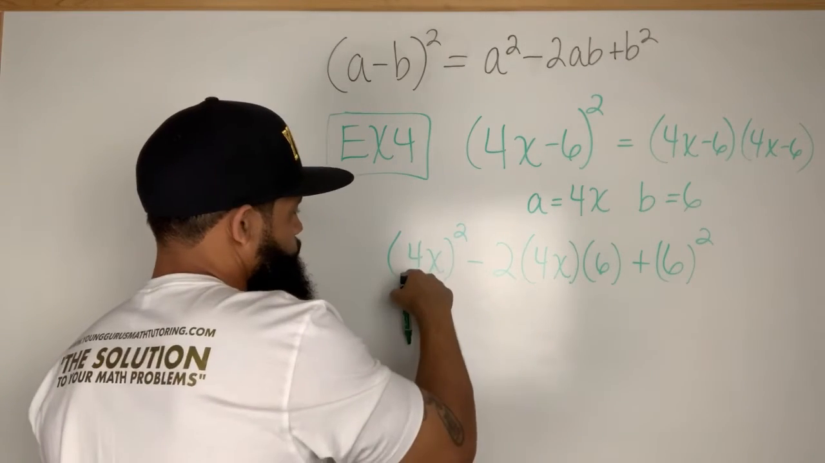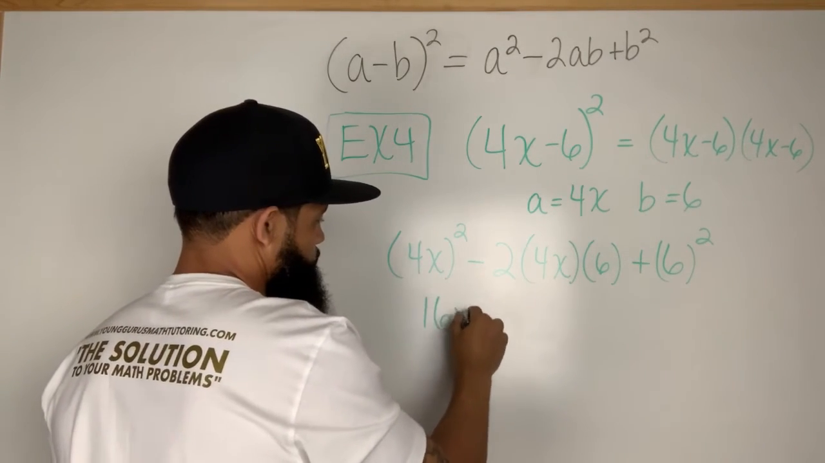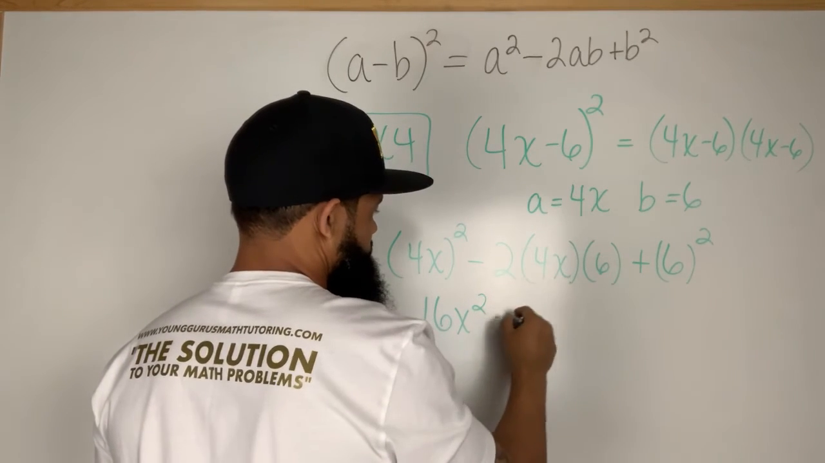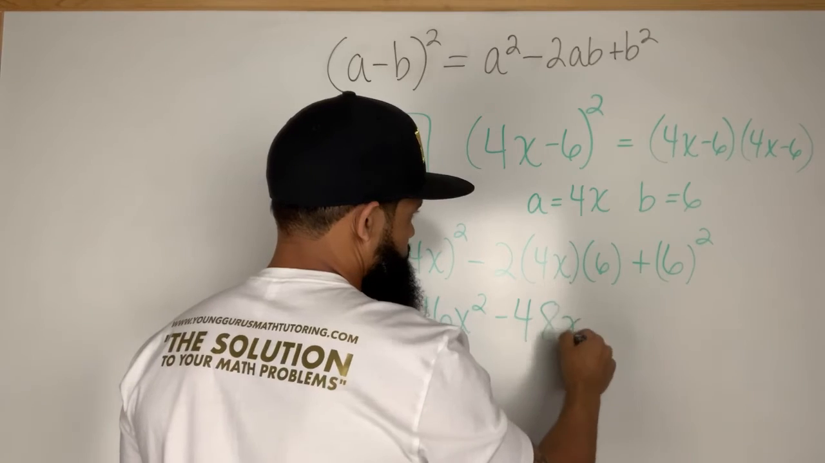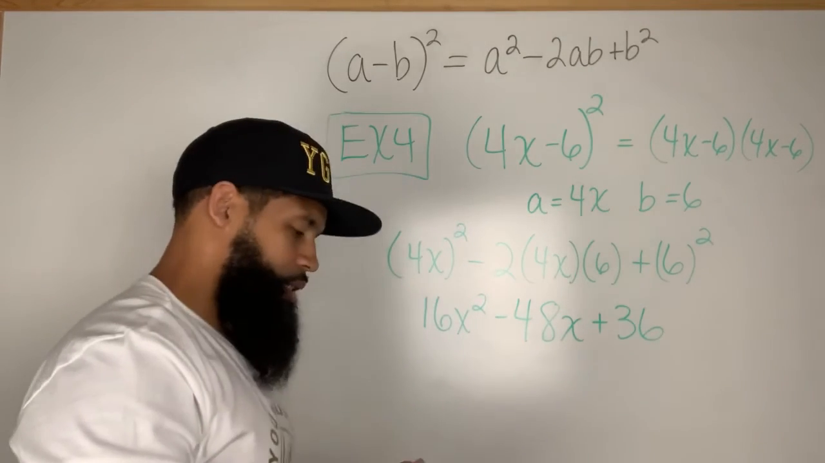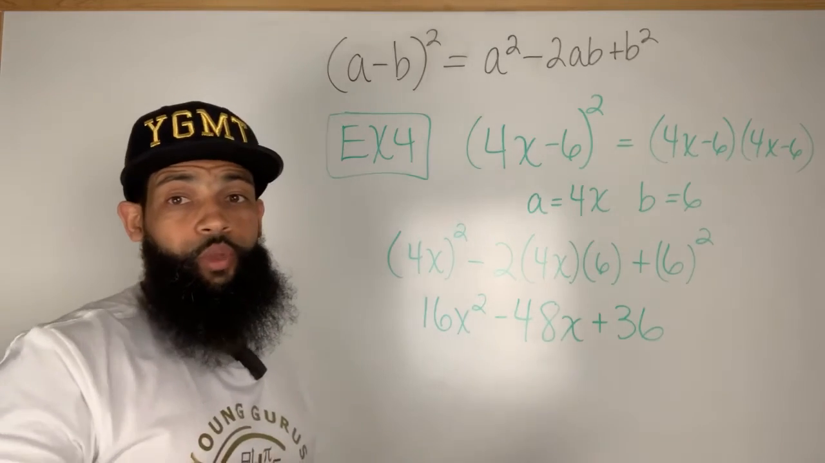Now we just simplify. 4 squared is 16. Keep your x squared. 2 times 4 is 8. 8 times 6 is 48. Keep your x. 6 squared is 36. And we are done.